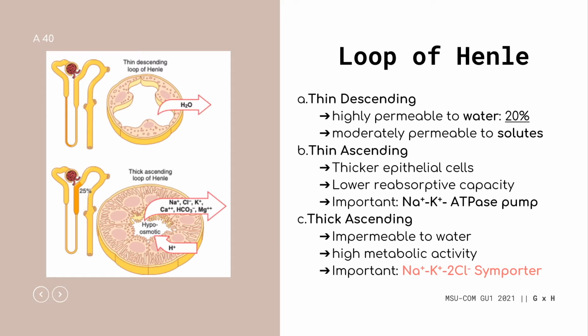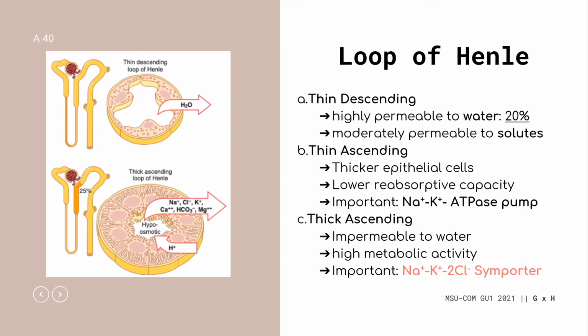The thin descending limb is highly permeable to water and moderately permeable to solutes like sodium and urea to allow simple diffusion of these substances through its wall. However, as the filtrate passes through the thin and thick ascending limb, virtually no water would be reabsorbed because its walls are impermeable to water.